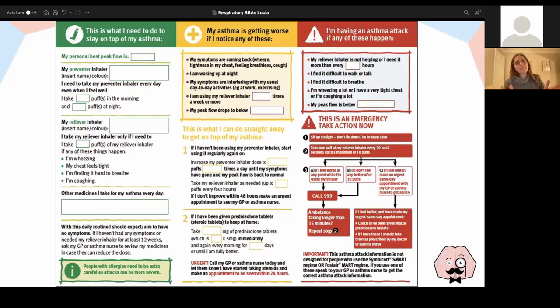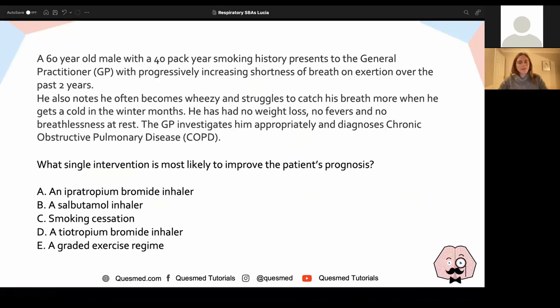So this is an example of a personalized asthma plan. Lots of hospitals and departments have their own. I'm sure your trust might have a different one. Maybe go on the respiratory ward and see if you can get hold of one. It really does give you an idea of what we tell patients when they have asthma, what to look out for, when to come to hospital, and how to take their medications. All right, let's move on.